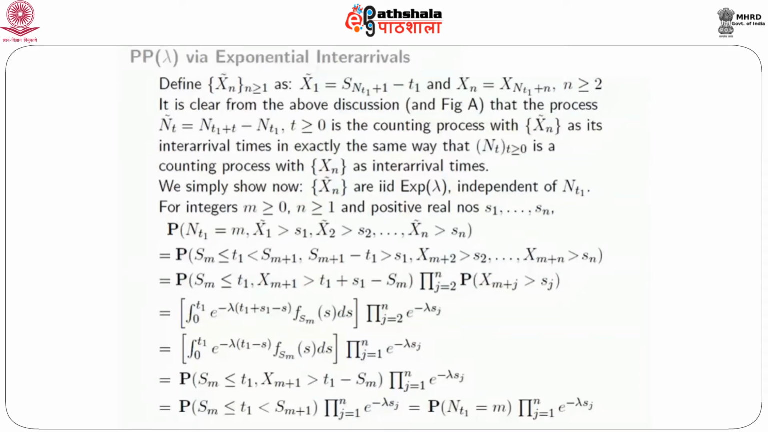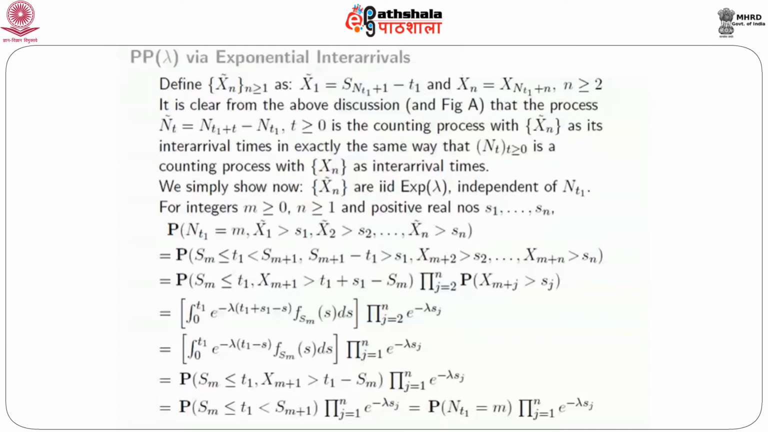Next, X1 tilde greater than s1: X1 tilde is S_{N(t1)+1} minus t1. So that greater than s1 means S_{N(t1)+1} is greater than t1 plus s1, or S_{N(t1)+1} minus t1 is greater than s1. But if we assume that N(t1) is m, then in the presence of that condition, X1 tilde is nothing but S_{m+1} minus t1, so that is greater than s1. And of course, in the presence of the event that N(t1) equals m, X2 tilde is X_{m+2}, and Xn tilde is X_{m+n}. So that's what the second line says.